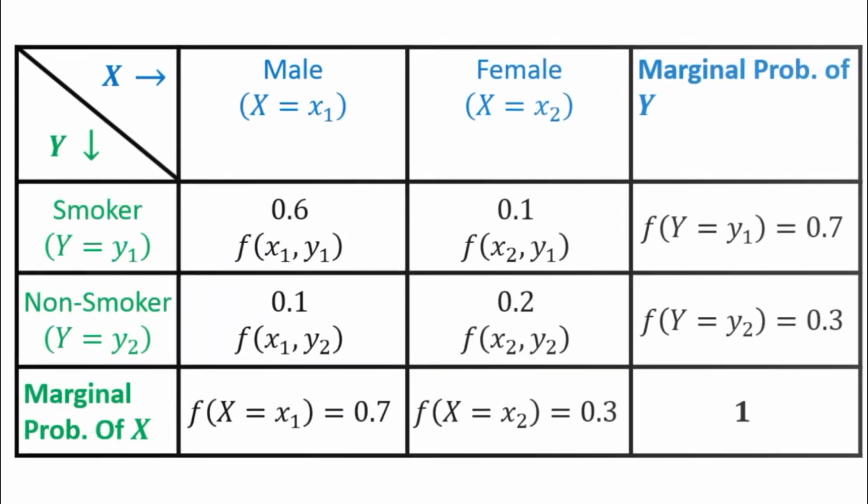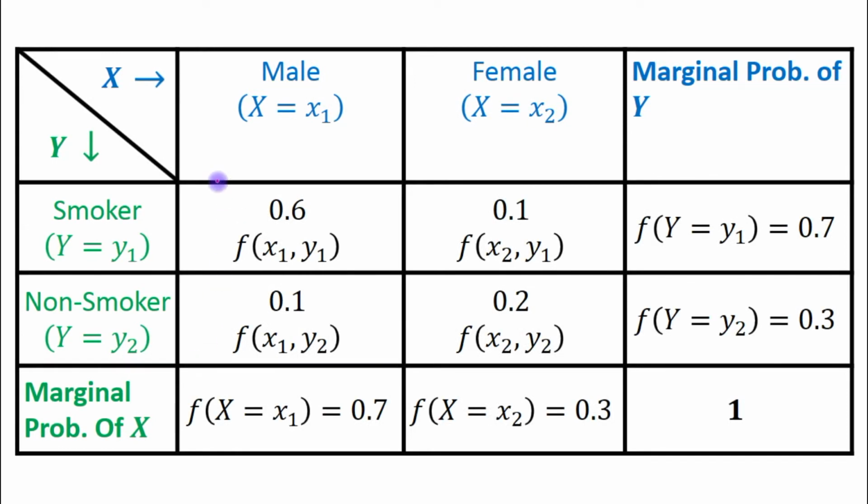And here we have this joint probability distribution in which x denotes male or female, in which male is represented by x1 and female is represented by x2. In the same way, y denotes smoker or non-smoker. Smoker is represented by y1 and non-smoker is represented by y2.